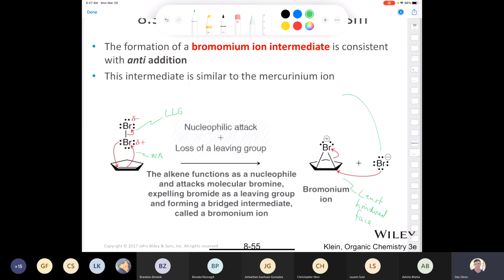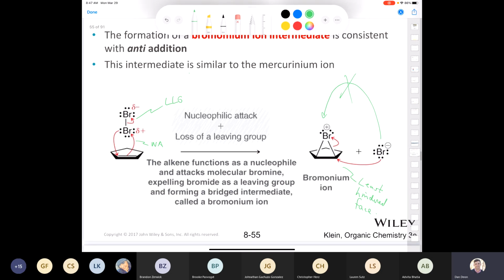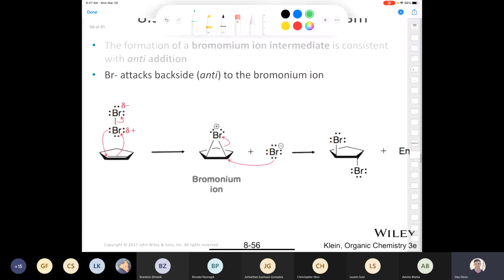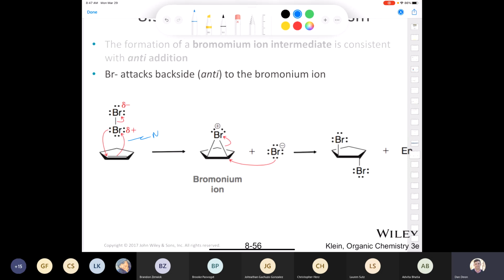The bromide is not going to attack from here because it's too hindered. That cannot happen, and that is why we end up with anti-addition. Take a look. You can call it a backside attack, which is why we get anti-addition. So again, this is our nucleophilic attack. This is our loss of leaving group.